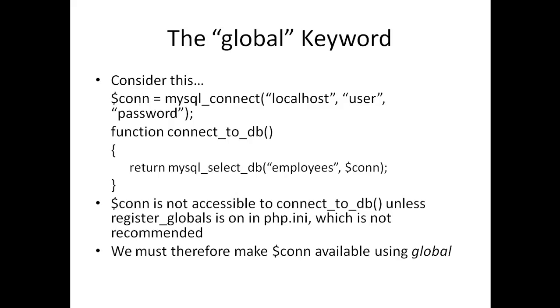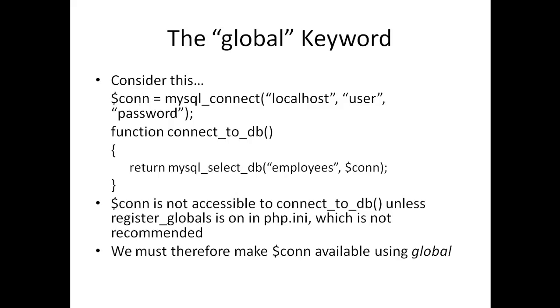Okay, function connect_to_db, return mysql_select_db employees, $con. That's the syntax for mysql_select_db, which we'll talk about also in the MySQL unit. You're passing it a database. You don't have to pass it a connection identifier, however. If you don't, it uses the last one that's defined. In this particular case, we're forcing the connection to be $con. However, as my note says, $con is not accessible to connect_to_db unless register_globals is on in PHP.ini, which is not recommended.